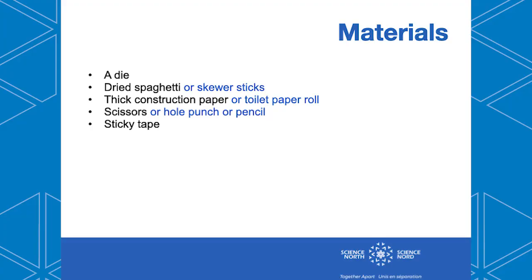For our activity today, we're going to build and play a game called Ecosystem Kerplunk. Now, this is to test the ecosystem of our lake sturgeon. Now, let's get started. Here is what you'll need: a die, dried spaghetti or skewer sticks, thick construction paper or toilet paper roll, scissors, hole punch or pencil, and sticky tape.